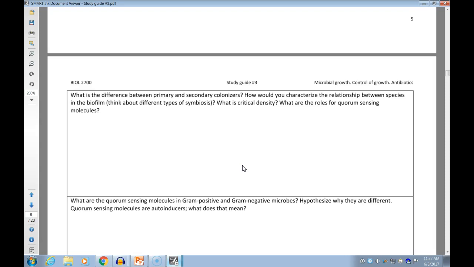Okay. Critical density, just too dense. At this moment, microbes start to produce quorum sensing molecules. For gram negatives, homoserine lactone; for gram positives, short peptides. Just know these two types. Why are they different? We actually hypothesized about it in the classroom.